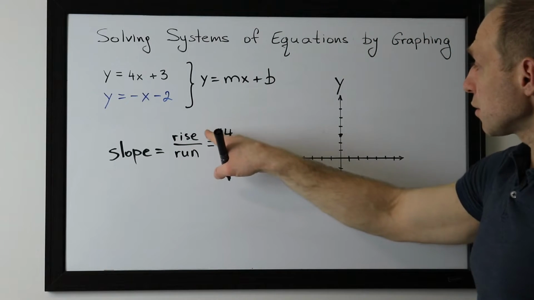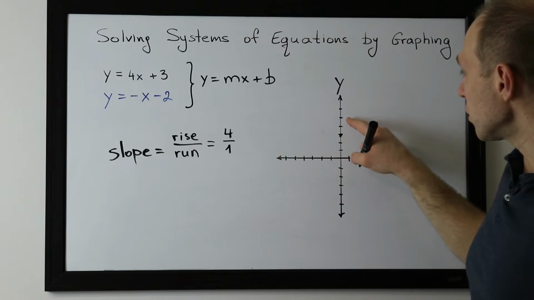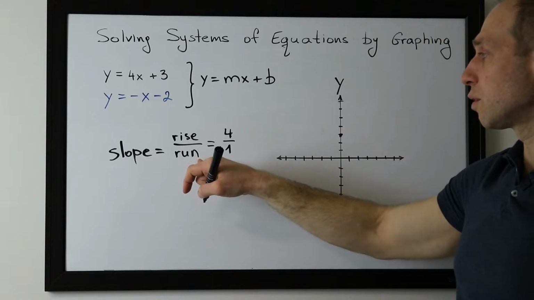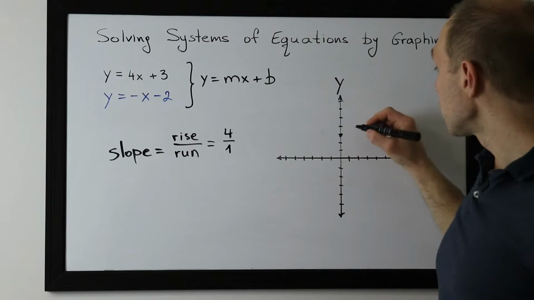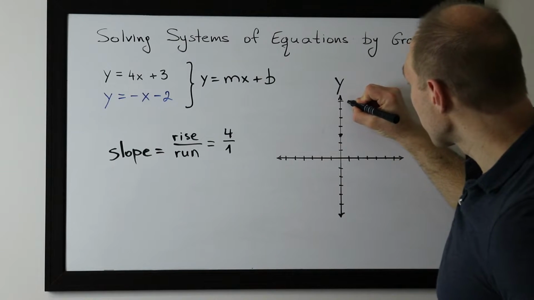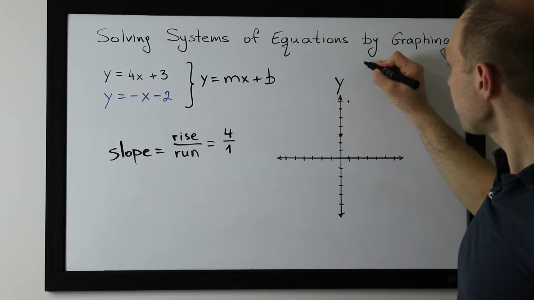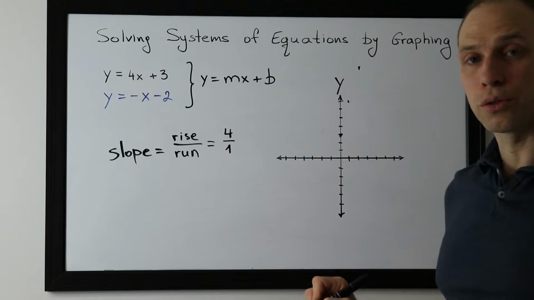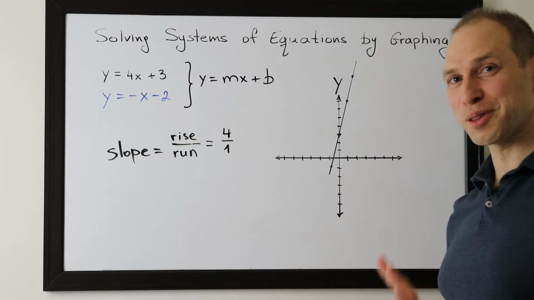4 over 1 tells us that we rise, or go up, from this point by 4 points: 1, 2, 3, 4. And then we run across, horizontally, by a single point, always towards the right, and we put a point right there. We can do it one more time. We place our point, and then we connect these points using a ruler. And here we have it. Don't you just wish your answer sometimes would just appear on the page?